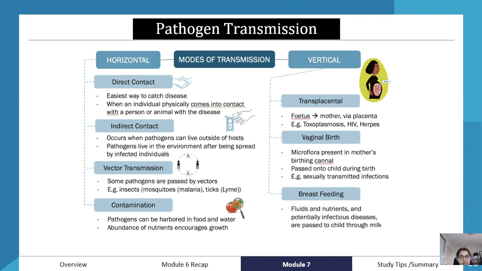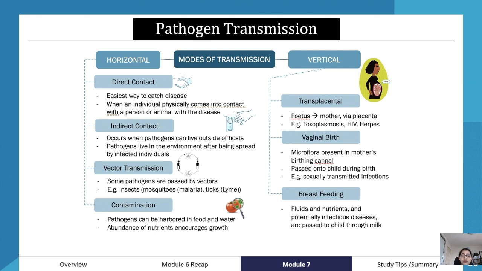Then we've got indirect contact, and that occurs when pathogens can live outside of host cells. So pathogens live in the environment after being spread. So something like influenza, where the pathogens are in the air, like after someone sneezes or coughs, the particles are in the air, and someone can easily contract that. There's vector transmission, so insects like mosquitoes and ticks, which cause Lyme disease, can pass on the disease. And finally, contamination, so pathogens can be harbored in food and water, and there's an abundance of nutrients in food and water that encourages growth.